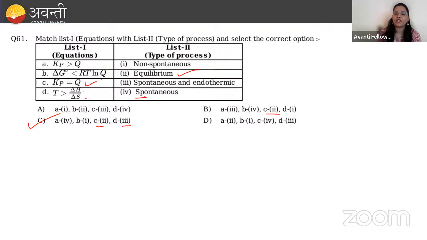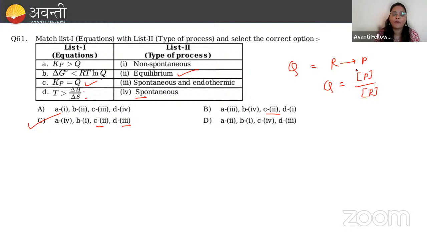Q means what? Reaction quotient. And what is the reaction quotient? Reactant gives product. So the reaction quotient is the concentration of product divided by the concentration of reactant, raised to their particular powers. Right? That is the reaction quotient. When these are equal, equilibrium will be there. So that's why our option C will be correct here.